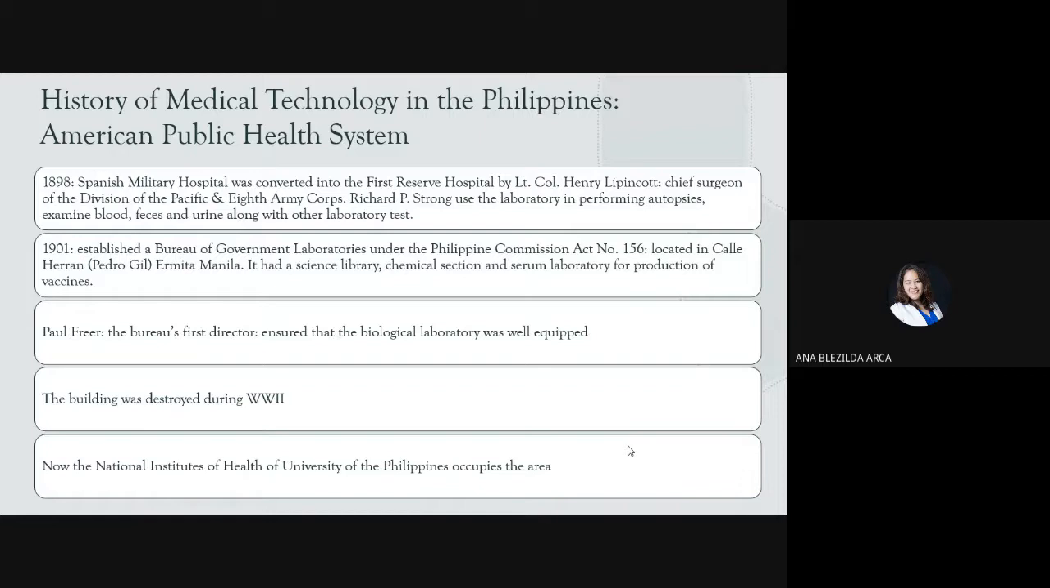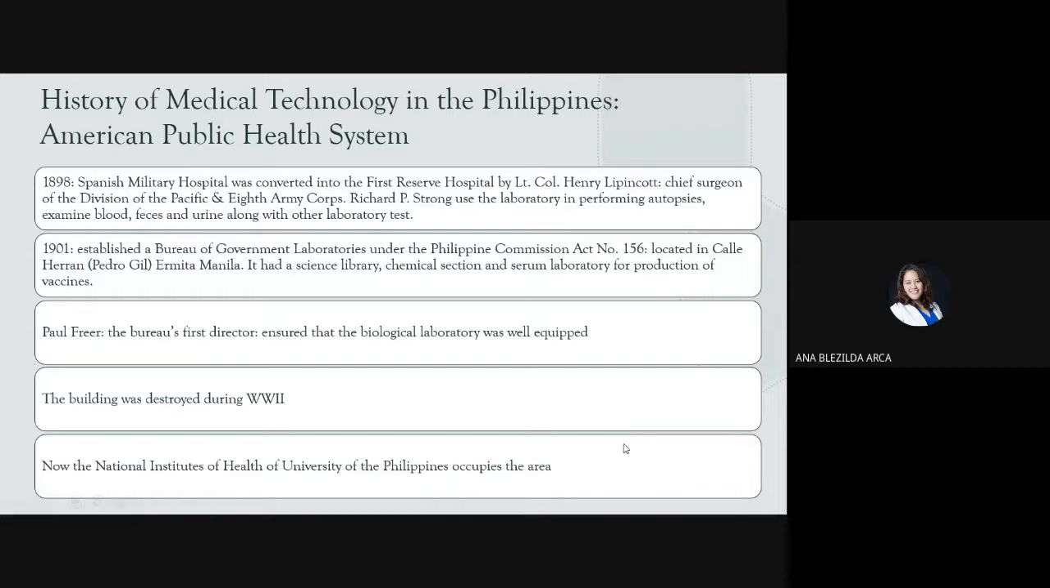However, the Bureau of Government Laboratories was destroyed during World War II. So, nasira din siya. Ngayon, present time, yung area na yon is where the NIH is located. The National Institute of Health of University of the Philippines. Nasa Manila area siya.